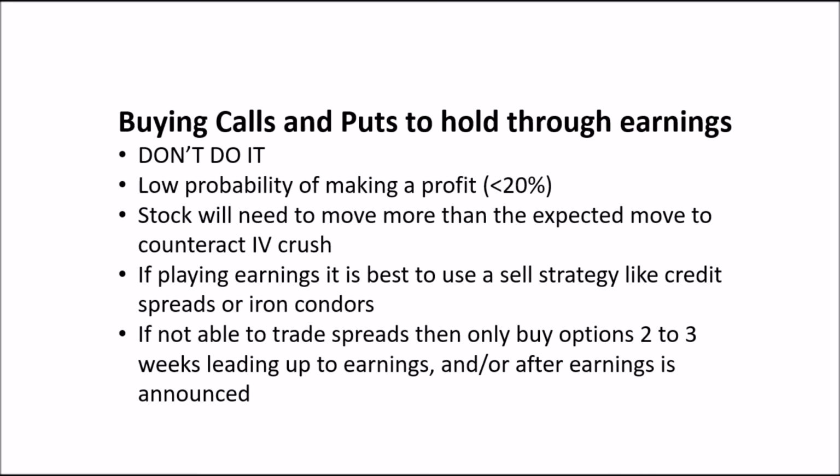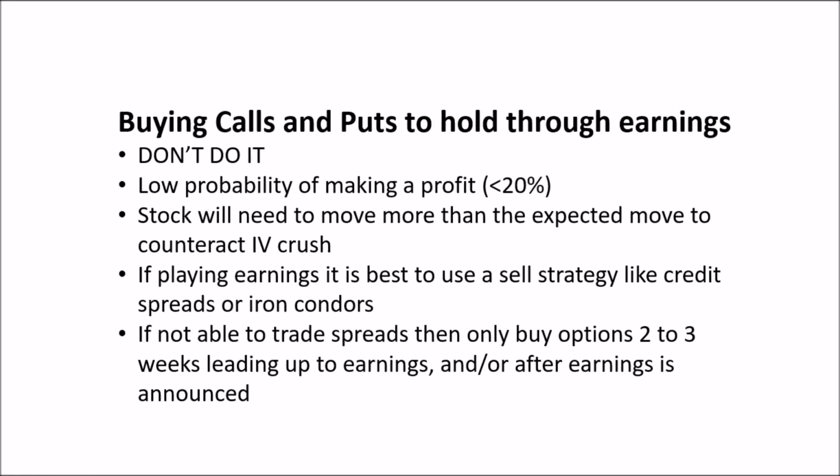And again, the reason why that is such a low probability is because of how the implied volatility crush is going to affect those option prices and the fact that you need that significant move to happen for you to make money. And that's what the next bullet point addresses: the stock will need to move more than the expected move to counteract the IV crush. So every week you can look at an option chain and see what the expected move is for a stock. And if that expected move is 10 points, you would need the stock to surpass that 10-point move to be profitable. And again, it's less than 20% chance that's going to happen.